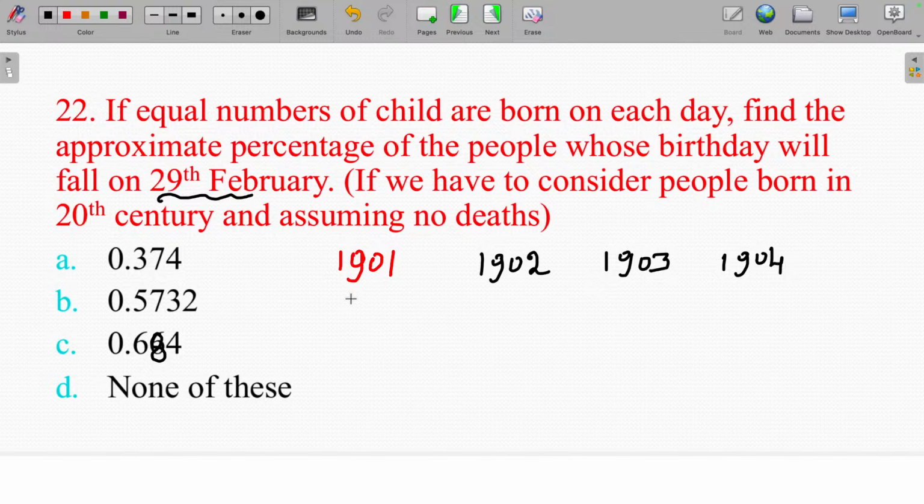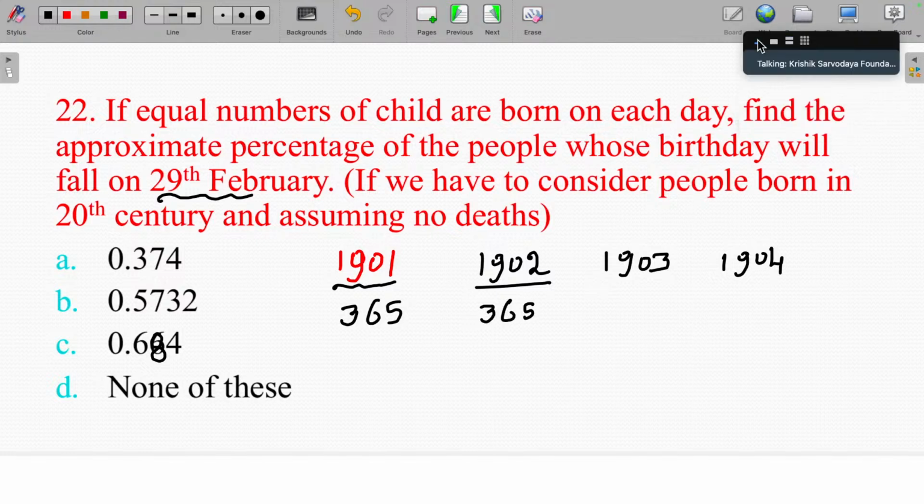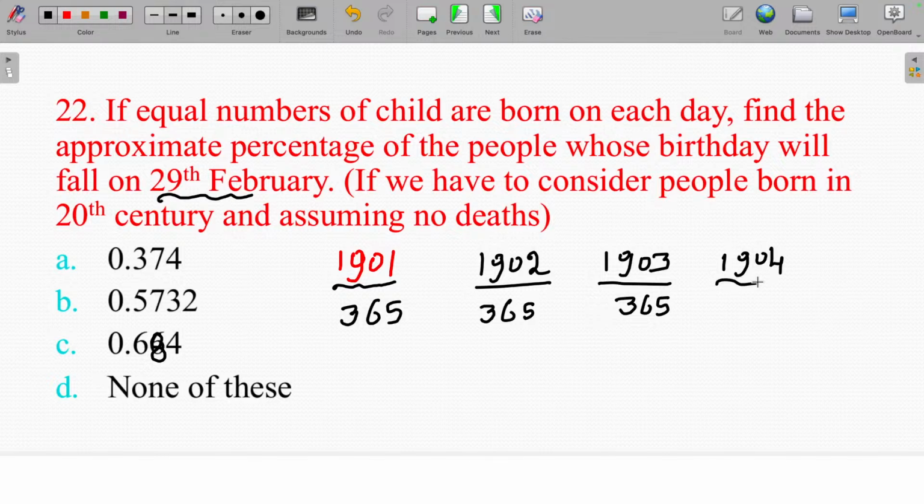Yes, sir. Now in this year, how many days do we have? 365 days. But in this year, how many days do we have? 366 days we have.